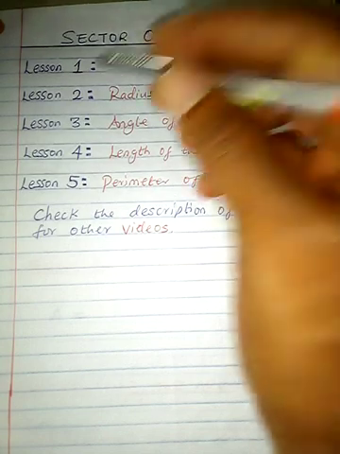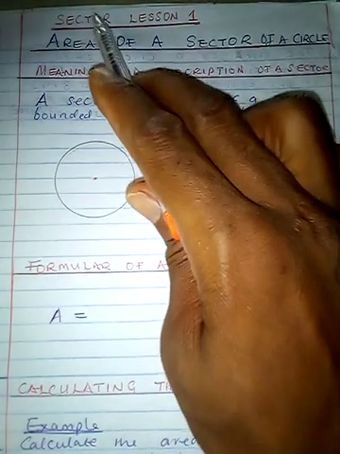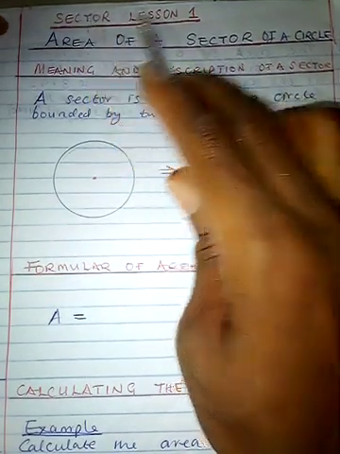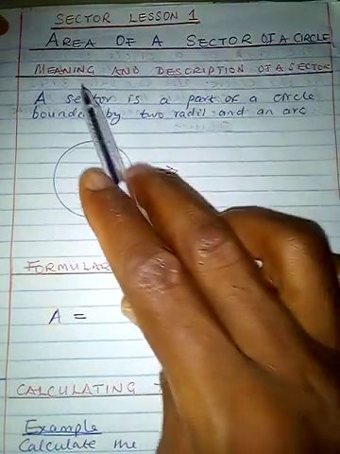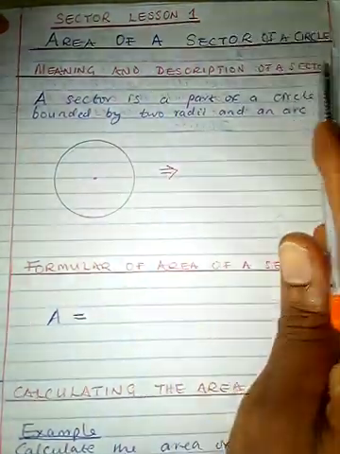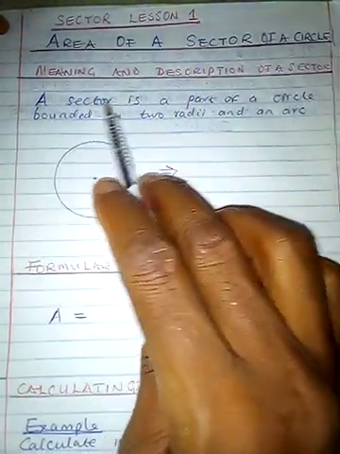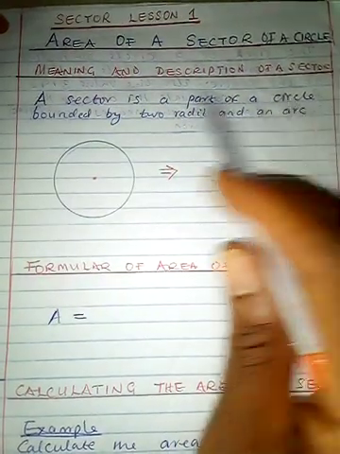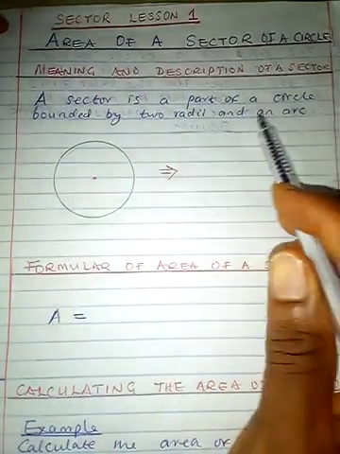So now let us start with lesson 1, which is area of a sector. Welcome to lesson 1, which is area of a sector of a circle. Now the meaning and description of a sector. Number 1 is this: a sector is a part of a circle bounded by 2 radii and an arc.